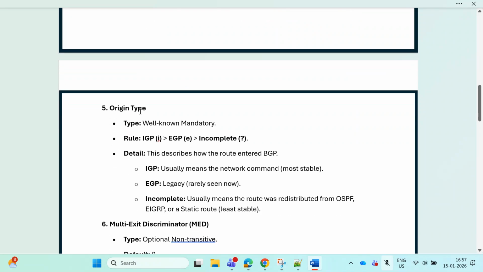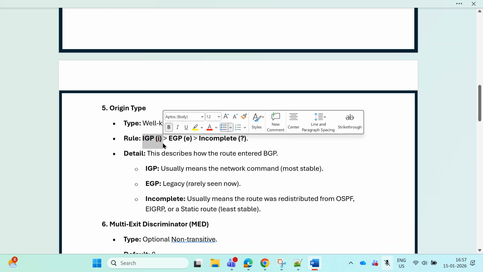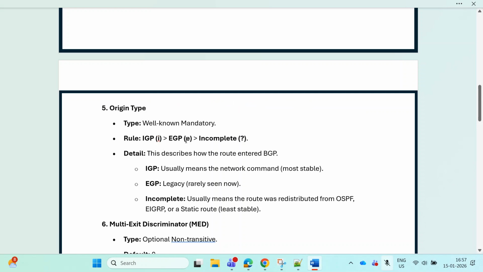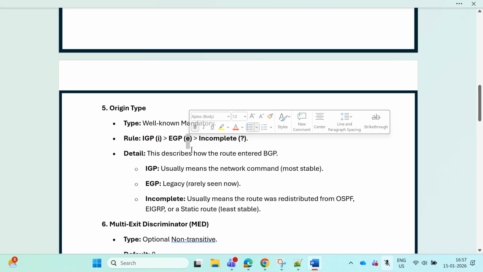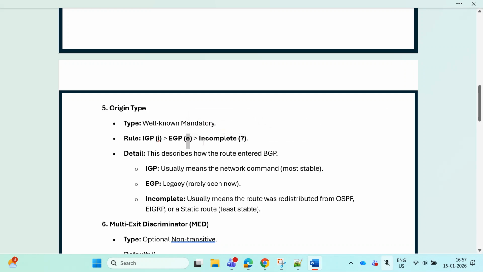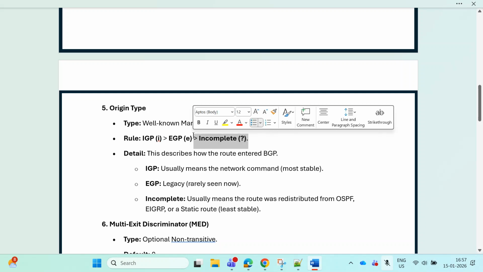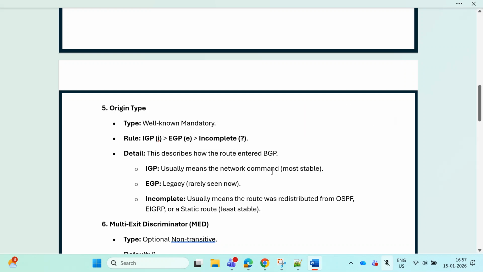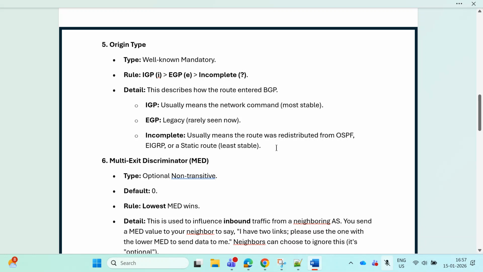And let's talk about origin type. This is also a well-known mandatory attribute. In that condition, the rule is iBGP, always. Again, I was discussing I and EBGP, an external gateway protocol, and incomplete, which means traffic coming from redistribution. Suppose it's for BGP, so traffic from OSPF or EIGRP is less preferred. That is what it was trying to say. You can read it out. I will add this document to my video also, so you can take a look from there.